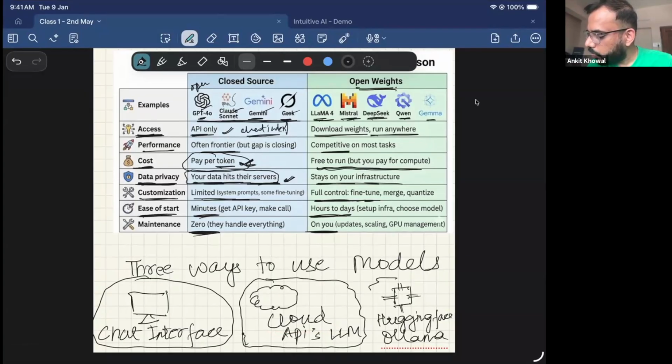And then you can download them locally also. There are tools called Hugging Face, Ollama. You will hear about this term a lot, Ollama. So obviously you can use these to run them locally. Now the chat interface and cloud APIs are all that closed source models will allow you. Open source models will allow you this, which is running them locally.